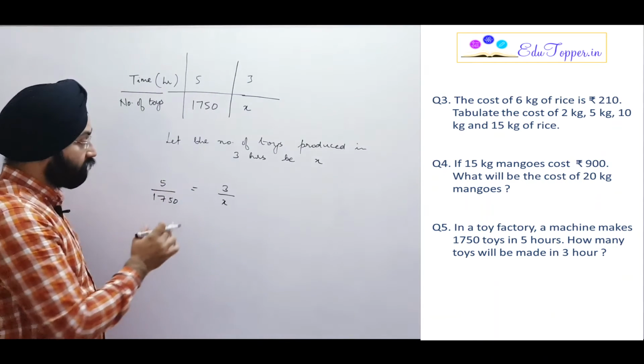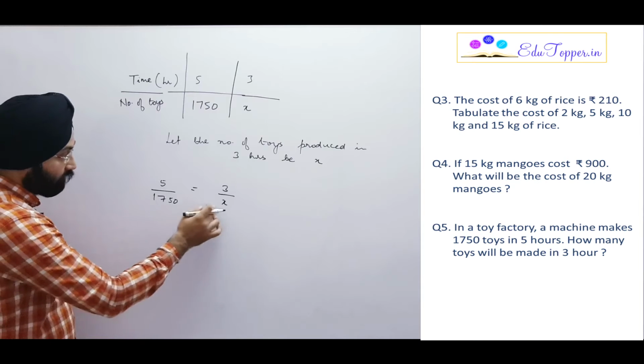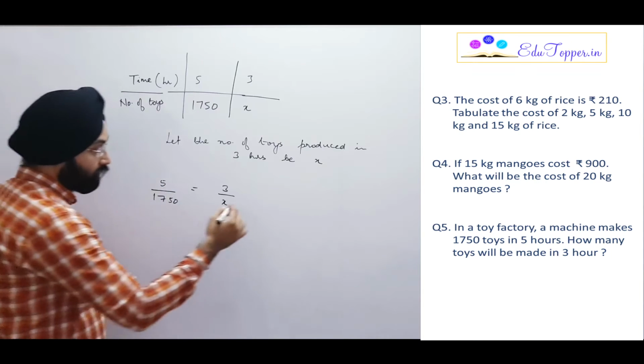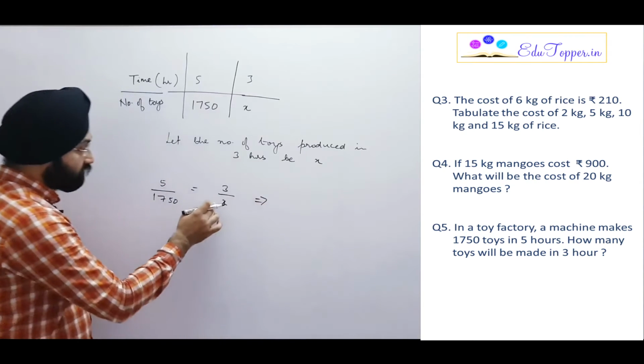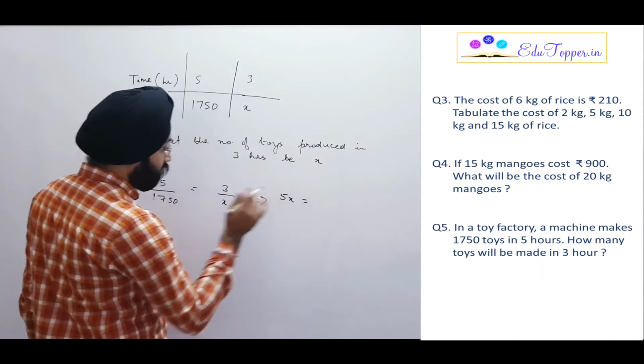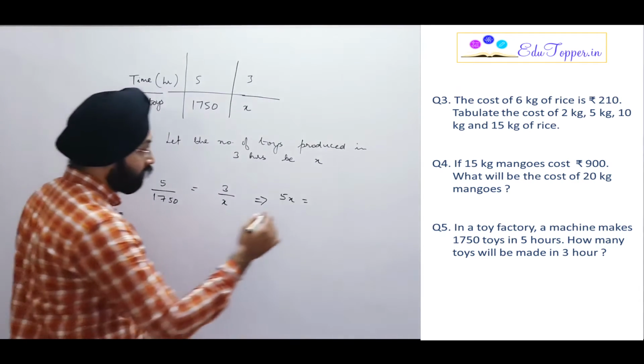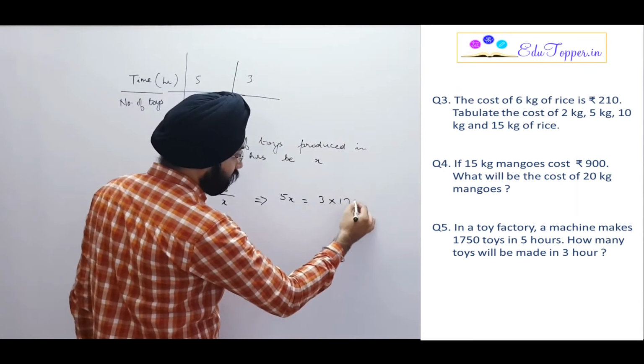5 by 1750 is 3 by X. So the value of X will be, see, in the first step, let me tell you, this X will get multiplied by this 5. 5X will be equal to this 1750 comes here and gets multiplied by 3. So 3 into 1750.